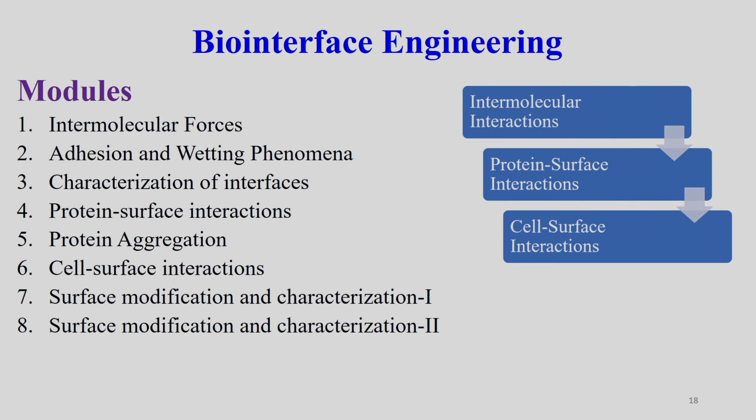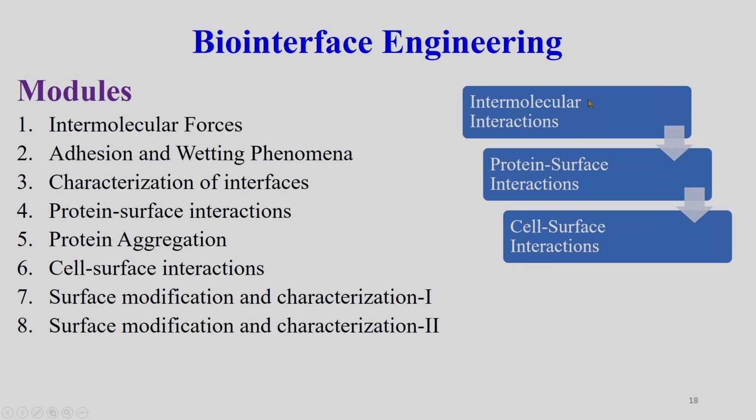So, basically biointerfacial interactions are present whenever a surface comes into contact with a biological system or body fluid. It starts with intermolecular interactions, then surface biomacromolecular interactions, particularly depending on the diffusivity. First is the protein surface interaction, followed by the cell surface interaction, and these interactions ultimately decide the biocompatibility or the intended function of a biomaterial.